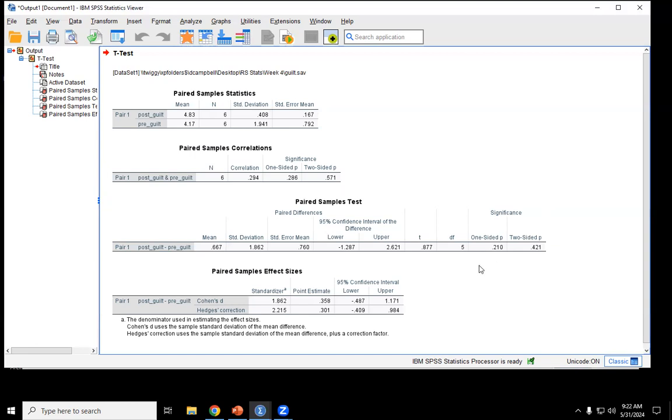And so we see in this case, that's essentially a non-significant effect. So our p-value is above the standard significance level of 0.05. We'd say, okay, we don't have evidence here that there is a significant difference between these two.